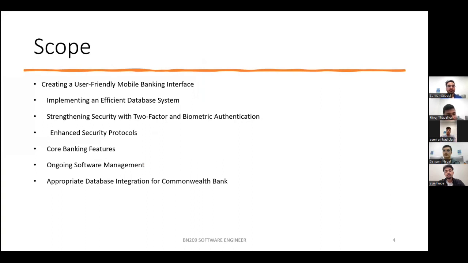So these are the scopes for the project. The first scope is creating a user-friendly mobile banking interface, and the other one is implementing an efficient database system and strengthening security with two-factor and biometric authentication and other robust security measures we can put in place as well. But for the project, we've chosen two-factor authentication and biometric authentication, enhanced security protocols, core banking features, online software management, and finally appropriate database integration for Commonwealth Bank.